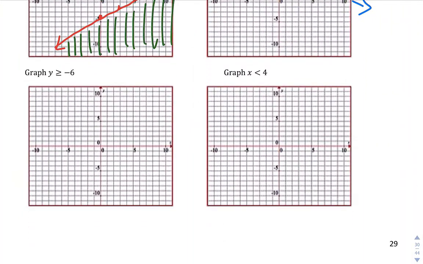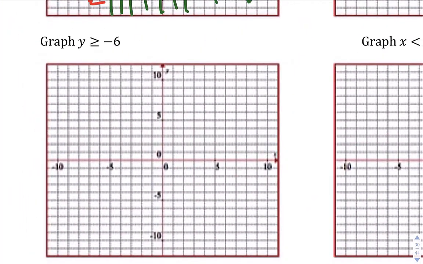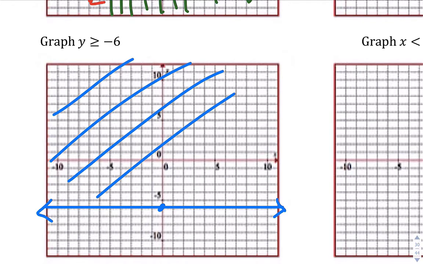Okay, last two. Y is greater than or equal to -6, so I'm going to find -6. And the slope is 0 here. If the slope is 0, it's flat, and there's an equal sign, so it's going to be a solid line. And then we want to shade where y is bigger than -6, which is above the line.